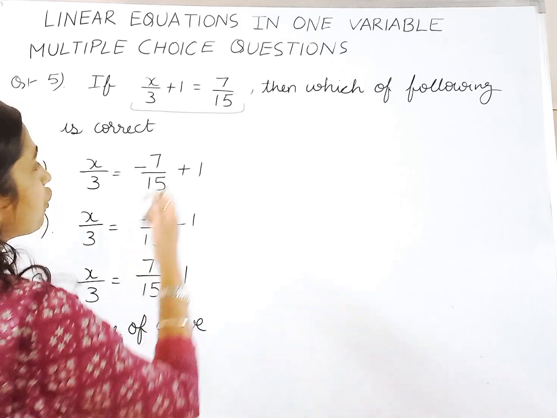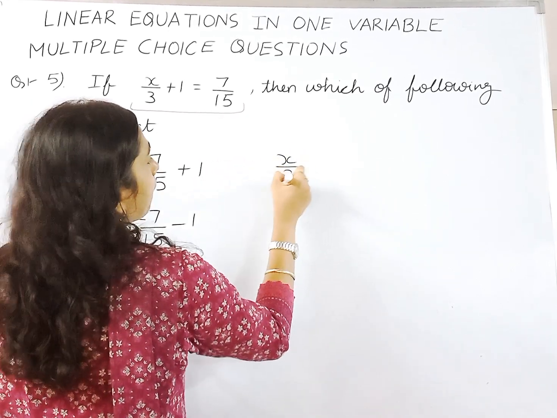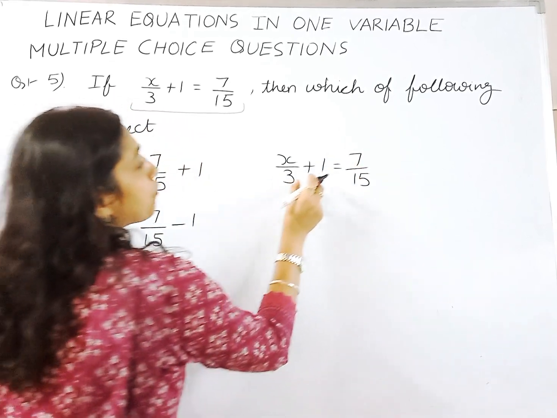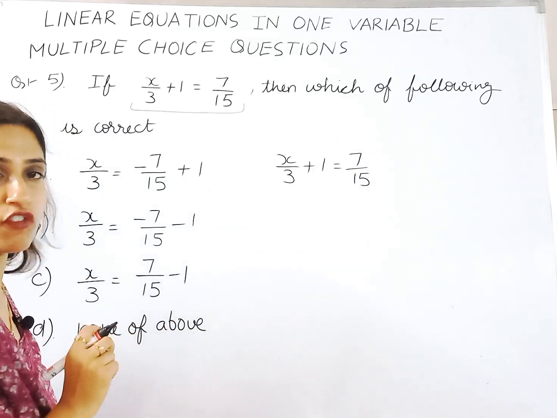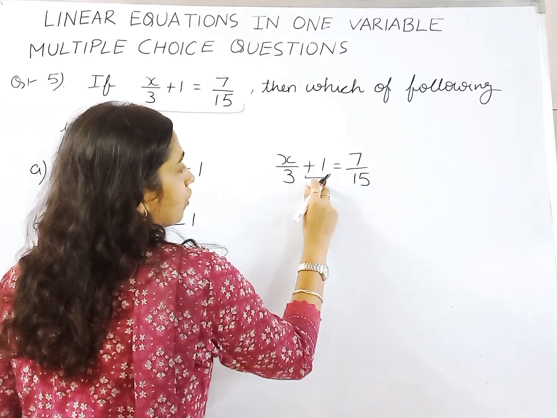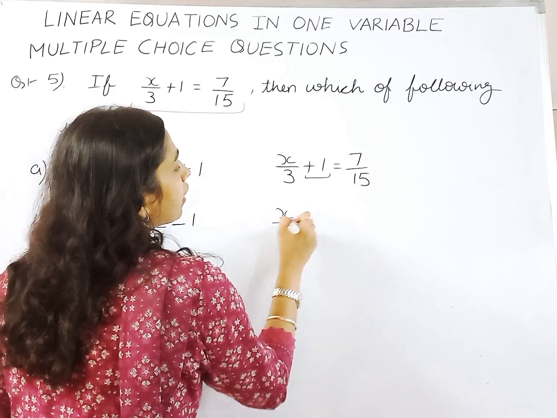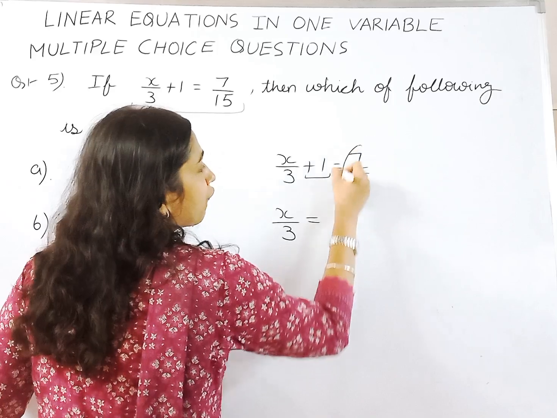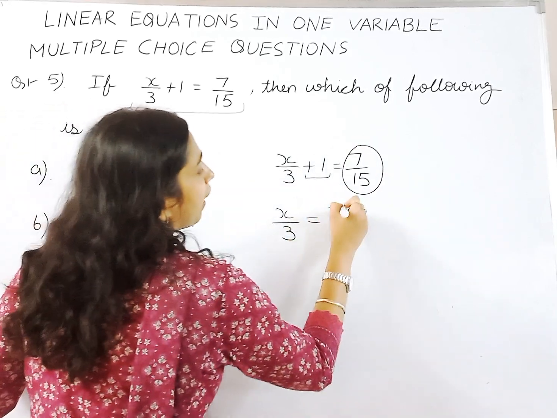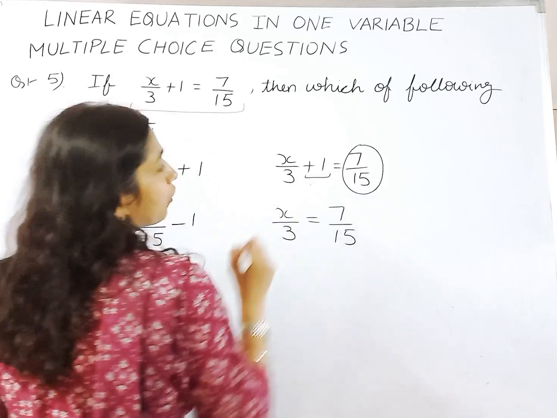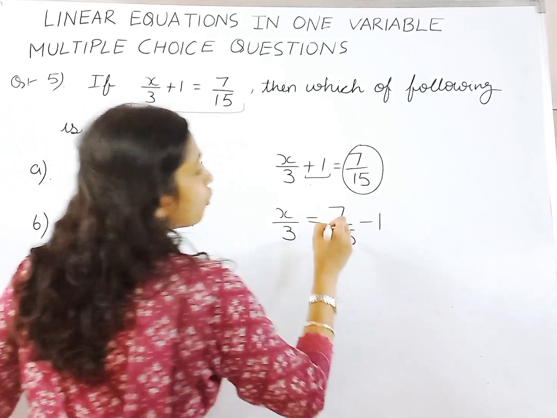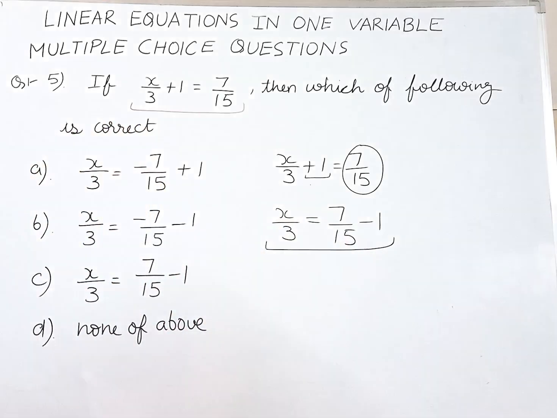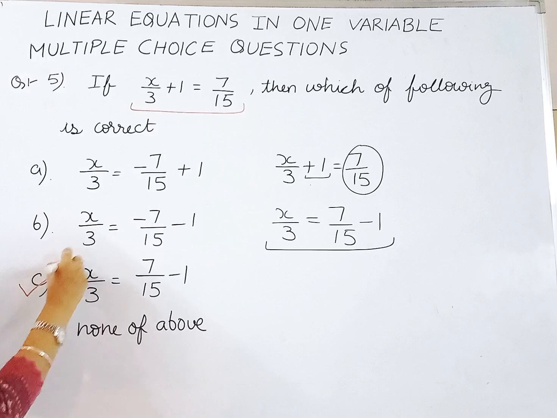Our given equation is x by 3 plus 1 is equal to 7 by 15. Now we have to transpose this term to the right hand side of the equation. Whenever we transpose a term to the right hand side, the sign of that term changes. 7 by 15 remains as it is and the sign of the term plus 1 changes to minus 1. So now the equation becomes x by 3 is equal to 7 by 15 minus 1, which is option number C.